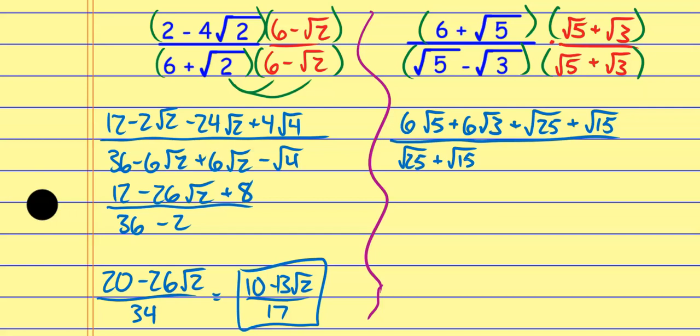And now I distribute the negative root 3. That's going to give me a minus square root of 15, minus the square root of 9. And now I just continue to simplify. I look for perfect squares and that kind of thing.